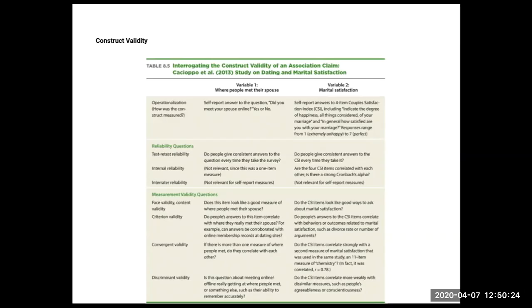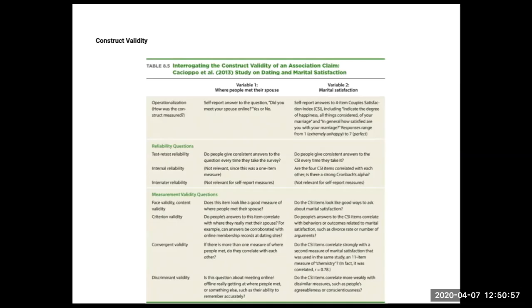Convergent validity, is there more than one measure of where people met? Do they correlate with each other? If you met not in person, then whether you met in a chat room, whether you met on a social network, whether you met on a dating site, those should all correlate really highly. In the real world, it doesn't matter where you met or how you met. If you were introduced on a blind date or something like that, that should also correlate really highly, because at the end of the day, it's either online or offline.